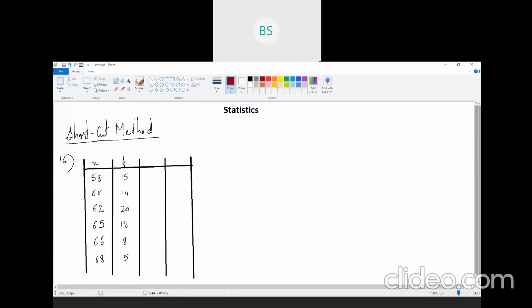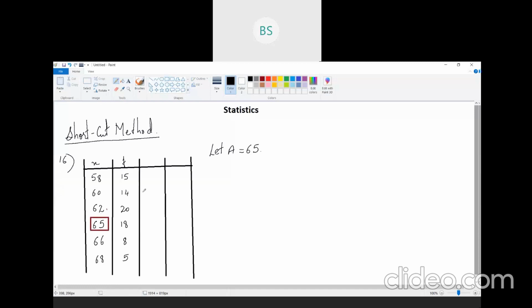Now as we can see here we have six values. So if I say center value or the middle term, we will have either 62 or 65, right? So you can consider any one of these. Here I will consider 65 as the assumed mean. We assume 65 as the mean, denoted by A. So let A is equal to 65.